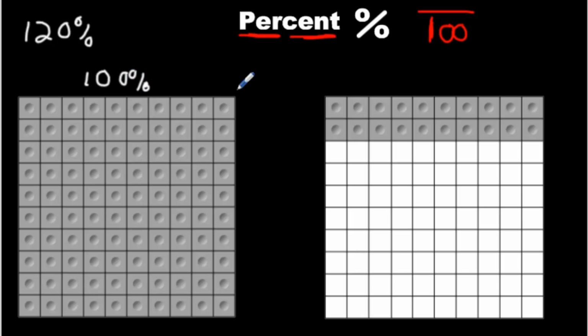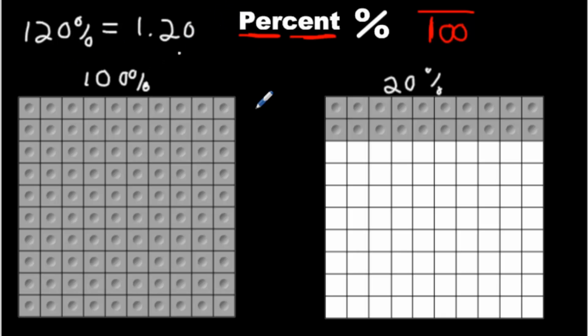Funny looking symbol there. And this is 20%. You put them together, you've got 120%. As a decimal, makes 1.20. Yep, 1.20. As a fraction, it makes 100.